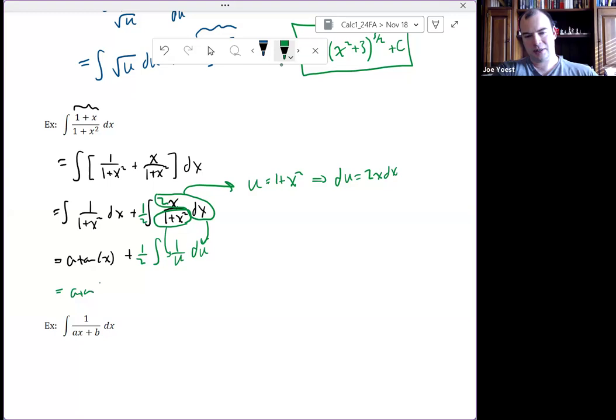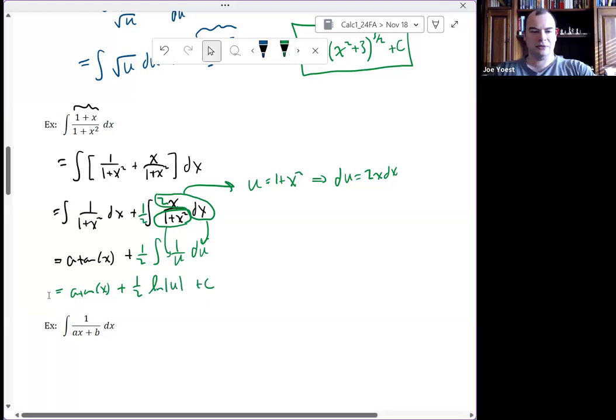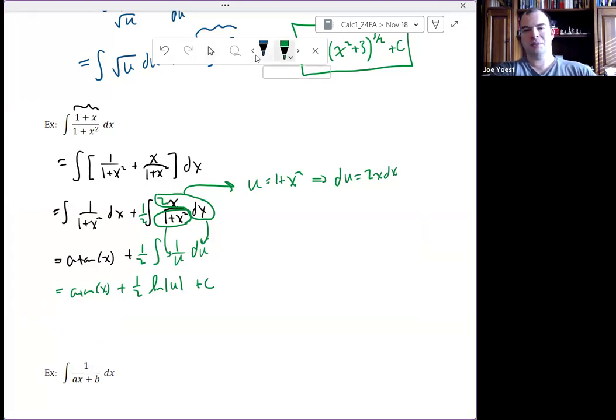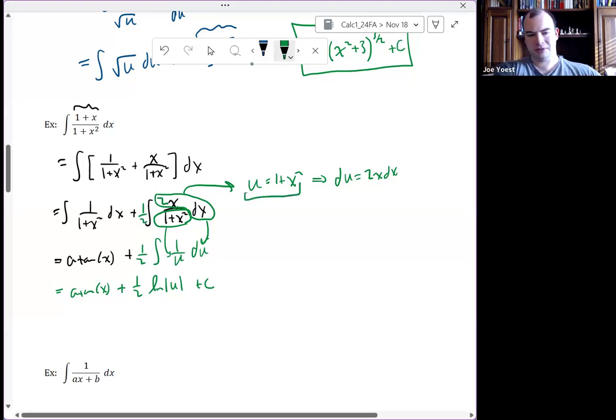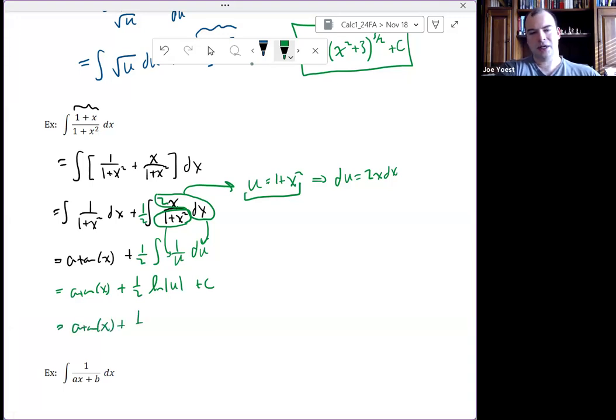This gives me arctan x from before plus 1 half. An integral of 1 over u is log absolute u. We'll throw a plus c on for good measure. And then just like before, I should reframe my answer in terms of the original variable. So arctan x plus 1 half log of 1 plus x squared plus c. I can get rid of the absolute values because I see that 1 plus x squared is always positive.